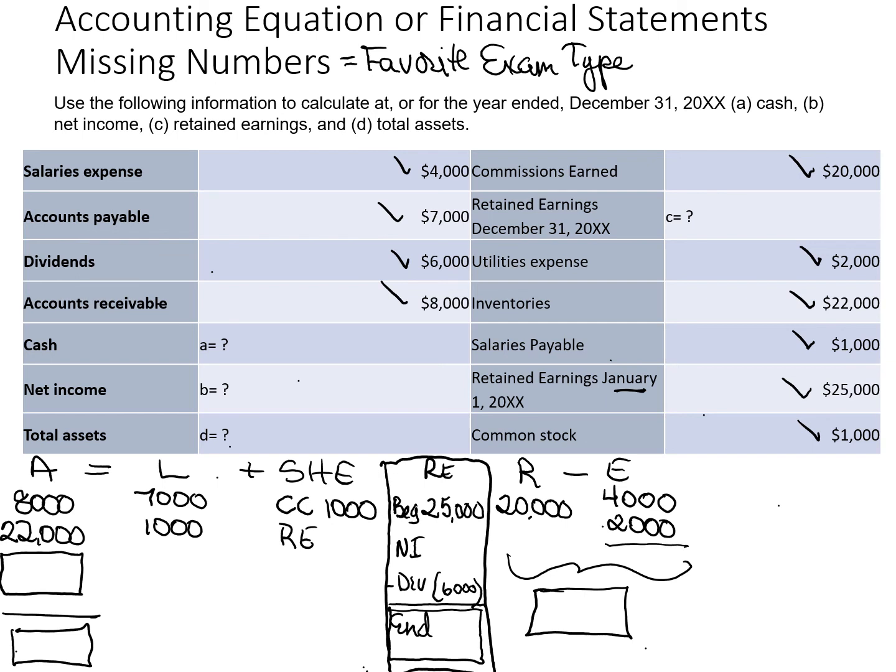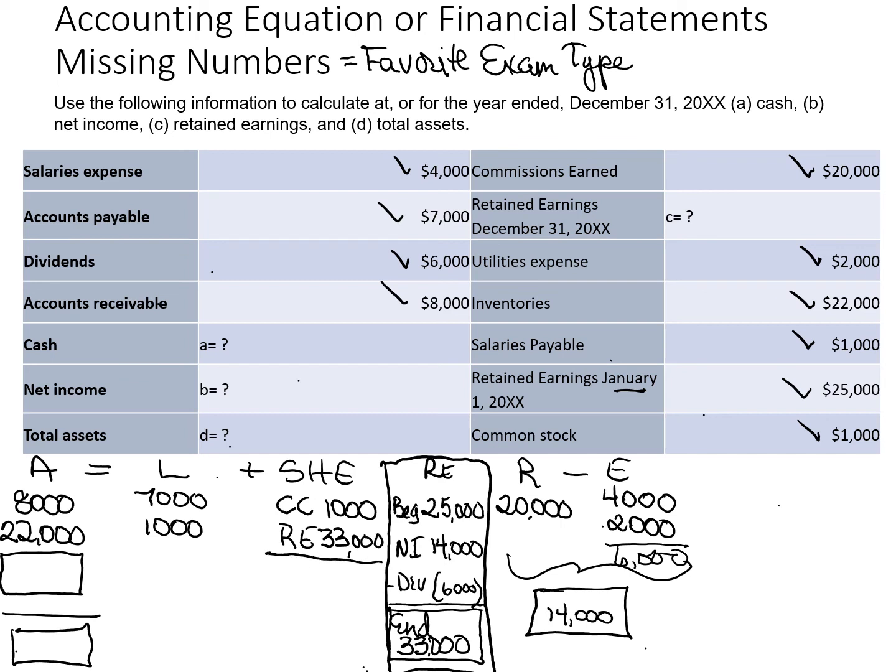So expenses come to 6,000. Revenue is 20,000. So the difference is net income, or 14,000. Once I know what net income is, I know that it is enfolded at the end of the year into the retained earnings computation. If beginning retained earnings is 25 plus net income of 14, that comes to 39. And 39,000 minus 6,000 in dividends means we have ending retained earnings of 33,000.